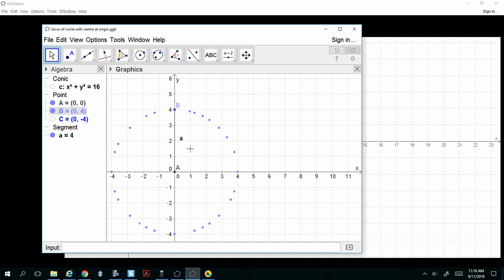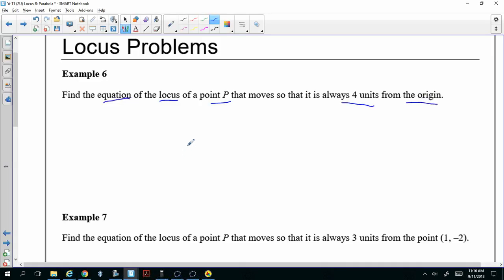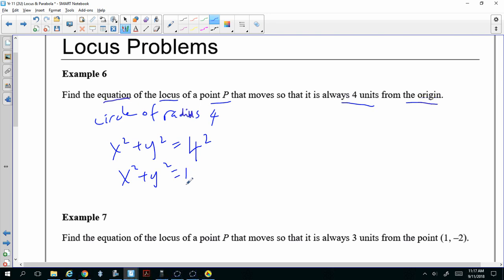Okay, so what's the equation of the circle? It must be a circle of radius 4, right? So you go x squared plus y squared equal to 4 squared. Does that make sense? Which is x squared plus y squared equal to 16. That's the equation. All right, any question? So we can see visually how it works.